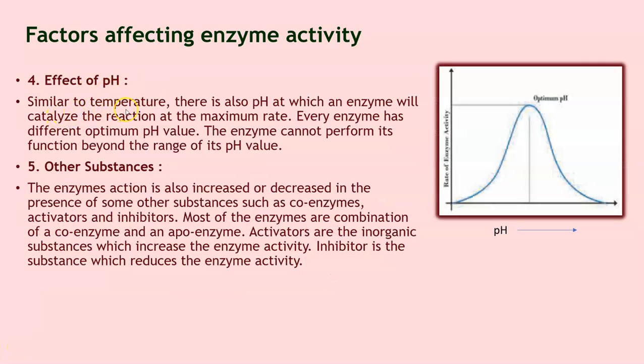Effects of pH. Similar to temperature, there is also a pH at which an enzyme will catalyze the reaction at the maximum rate. Every enzyme has a different optimum pH value. The enzyme cannot perform its function beyond the range of its pH value. So the graph is similar to your temperature graph. There is an increase in the rate of reaction with the increase in pH value only till it reaches its optimum pH. Once the pH increases beyond that, the activity falls down.